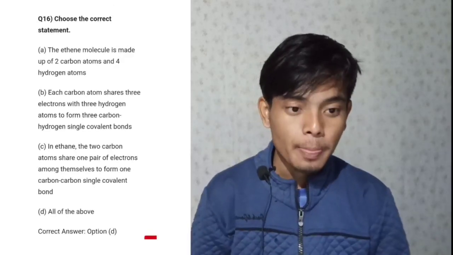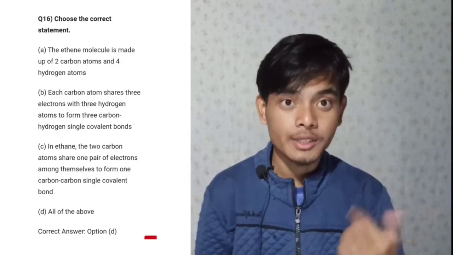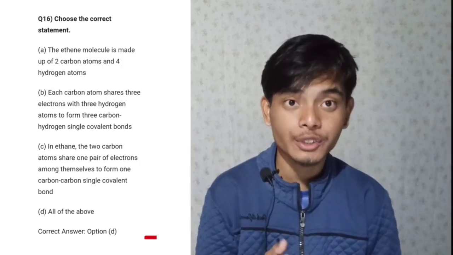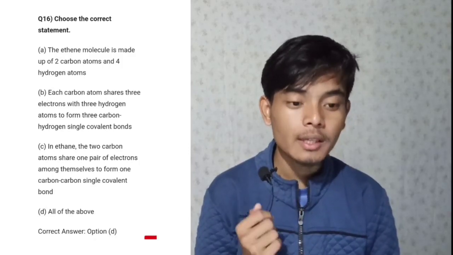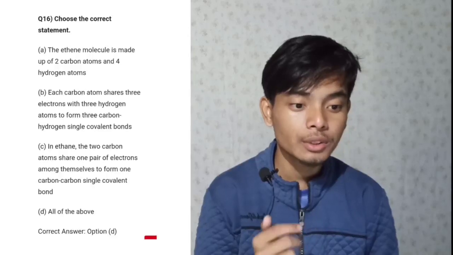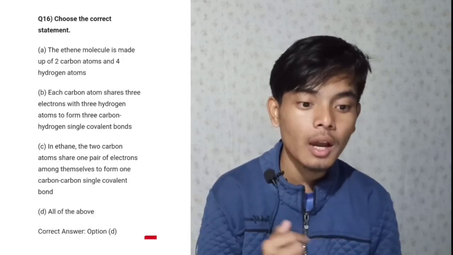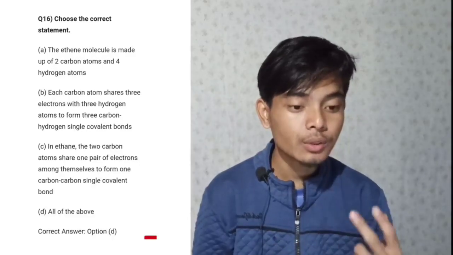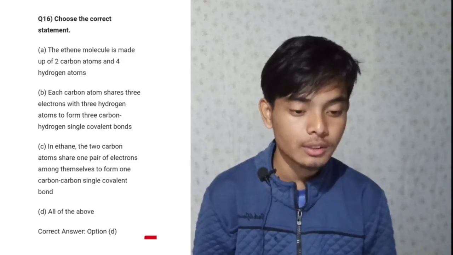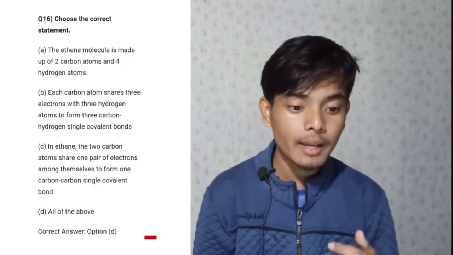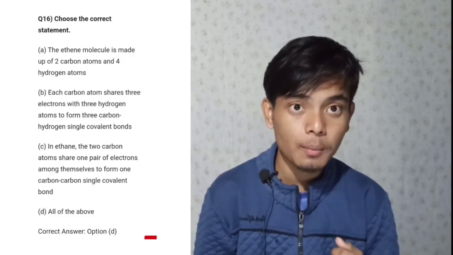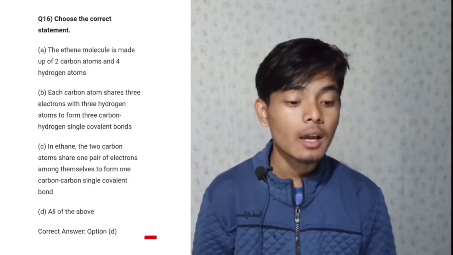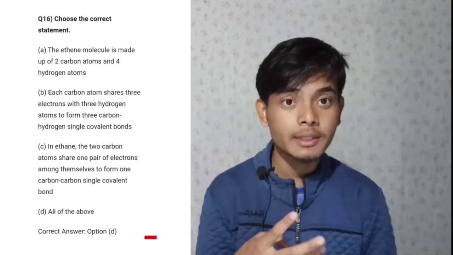Choose the correct statement. A: The ethane molecule is made up of 2 carbon atoms and 4 hydrogen atoms. B: Each carbon atom shares 3 electrons with 3 hydrogen atoms to form 3 carbon-hydrogen single covalent bonds. C: In ethane, the 2 carbon atoms share 1 pair of electrons among themselves to form one carbon-carbon single covalent bond. D: All the above. So your correct answer is option D, all the above. The three statements are correct.